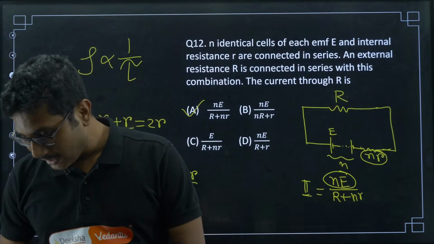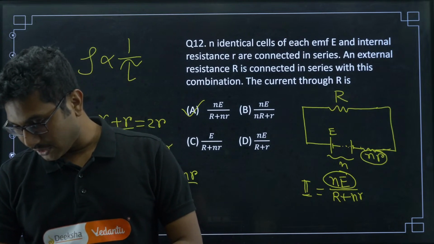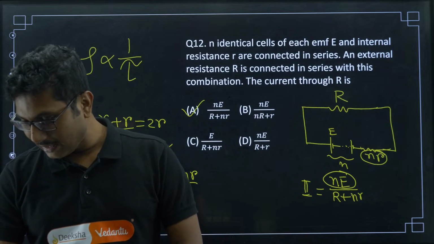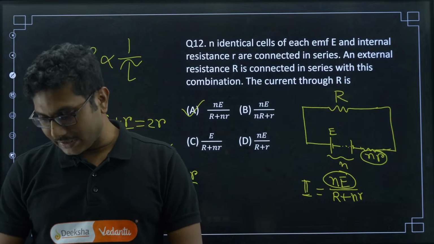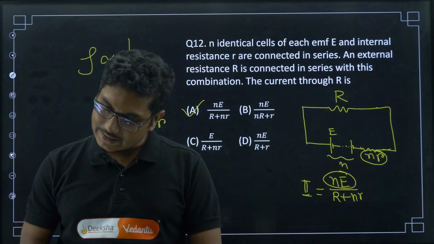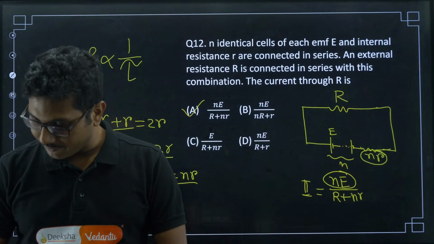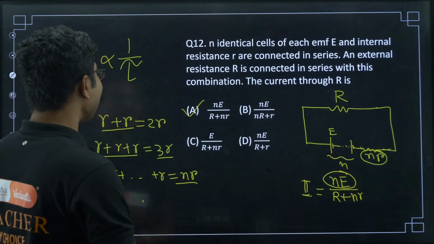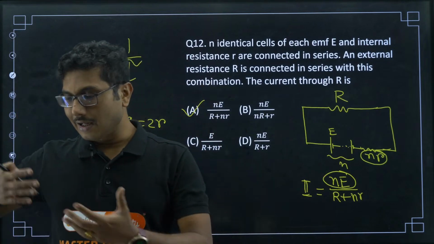Pooja says option A, Aman also A, Shaukat Ali option A, Varija for parallel. Yes, parallel is slightly tricky. Yes, for this case it is E by R plus N by R. Yes, correct. Sanjana says 12A. So all of them have answered it correctly. This is a slightly easier question because it is parallel.